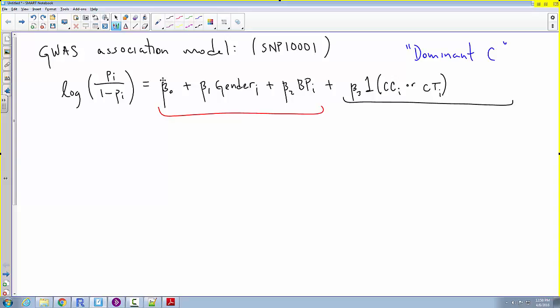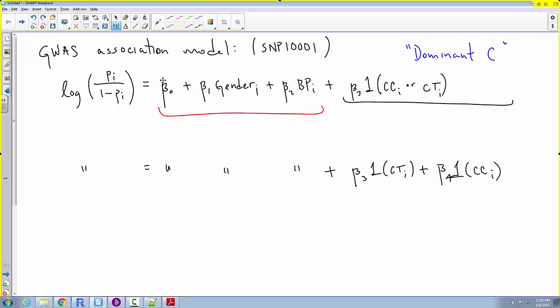The codominant model, I think by codominant they just mean everybody, like there's no summarization, there's no dominance or anything. So CC is its own thing, CT is its own thing, and TT is its own thing. If we did that, we would have the same thing, but over here we would have beta 3 times an indicator of heterozygous plus another indicator for homozygous C.